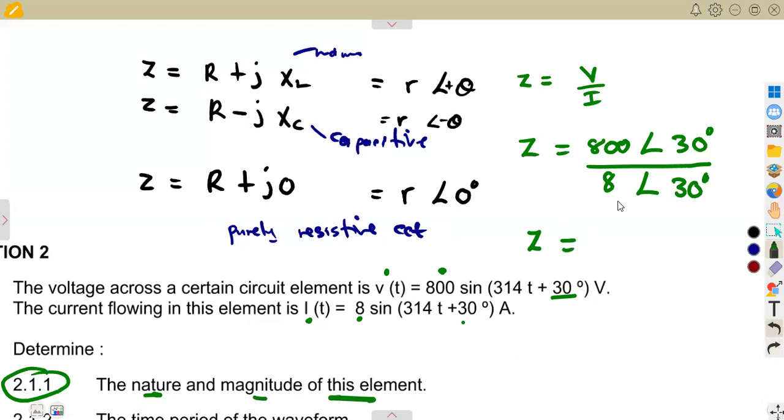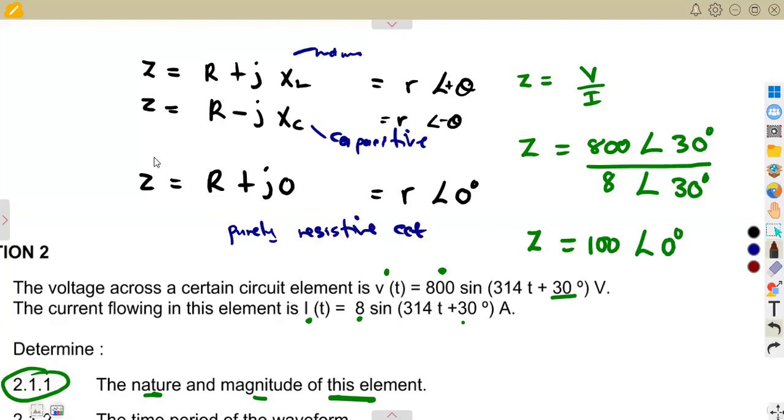All right, so let us divide. Remember your complex numbers in polar form, you divide the numbers. That's 800 divided by 8, which gives 100. Then for the angles, if you're dividing, remember you subtract, from N4. We talked about this. So that is going to give us 0, 30 minus 30. In polar form, remember the angles you subtract if you're dividing; if you're adding, it means you're multiplying. So this Z is equal to 100 angle 0.